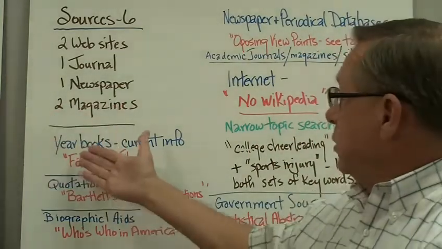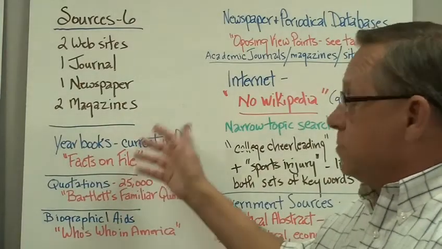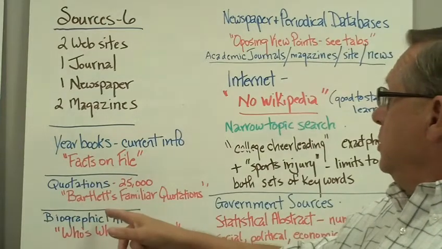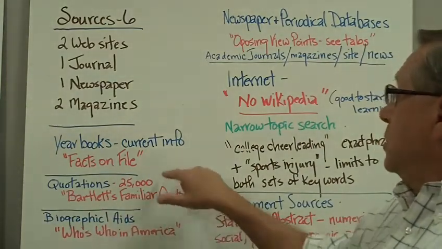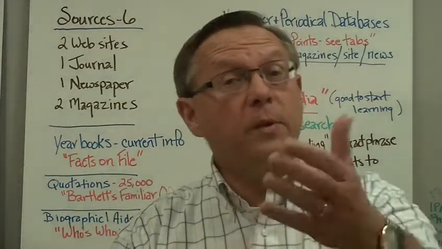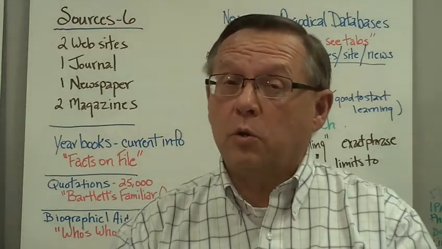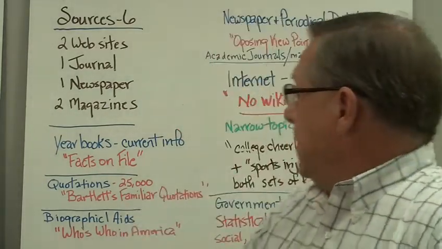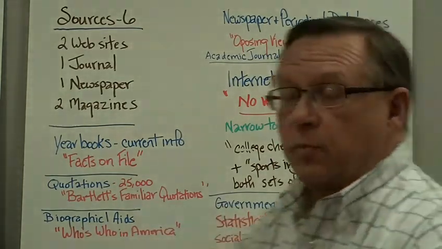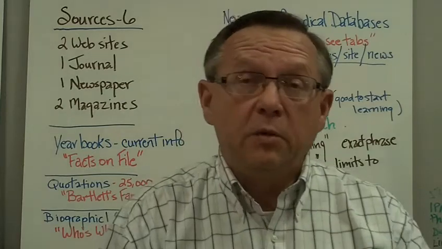Continuing your research, you might use a yearbook, Facts on File, current information, it's loaded with it. Quotations, Bartlett's Familiar Quotations, there's 25,000 in that. You should be able to find something if you need to conclude with a nice strong quote, or maybe even open your speech with a strong quote as an attention getter. There are biographical aids. Who's Who in America is probably one of the best sources. If you need more information about a particular individual, again, go to that chat box and ask the librarian.